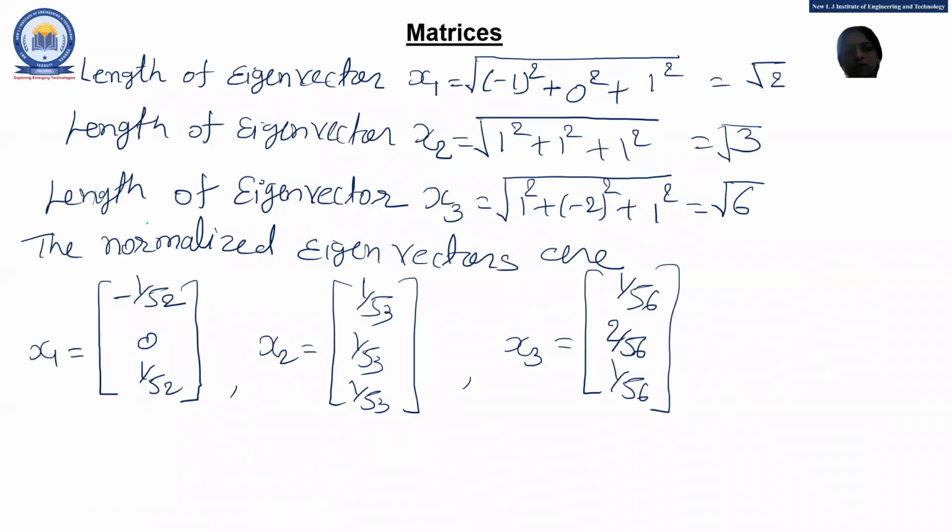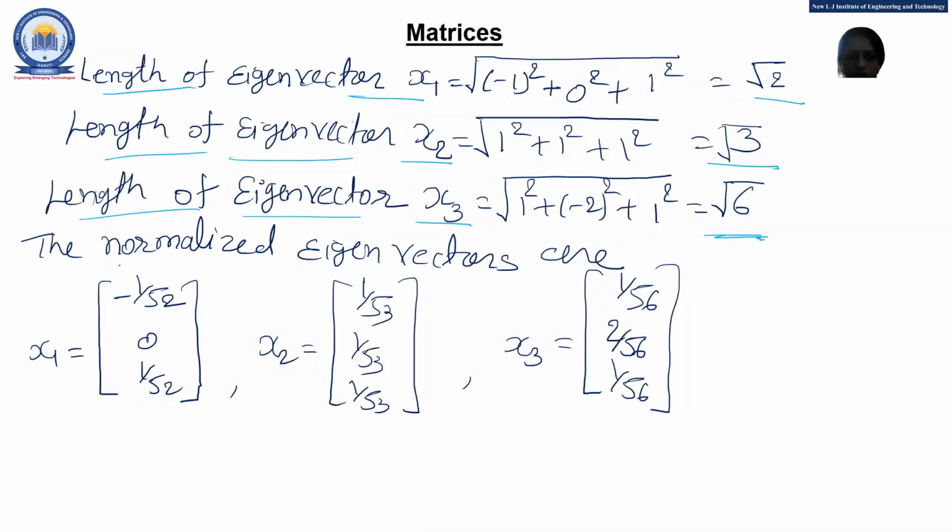That's why our next step is to find the length of the eigenvector x1. For finding the length, our eigenvector x1 is minus 1, 0, 1. So square root of minus 1 square plus 0 square plus 1 square. So the length of x1 is root 2. Similarly, the length of the eigenvector x2 is root 3, and the length of the eigenvector x3 is root 6.